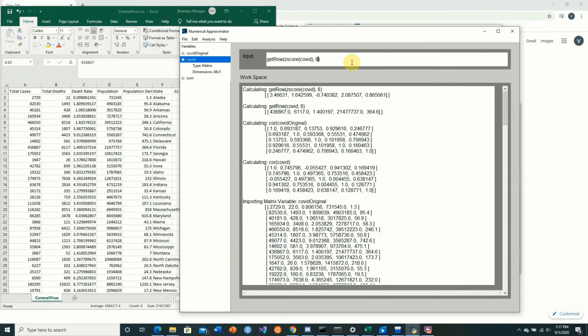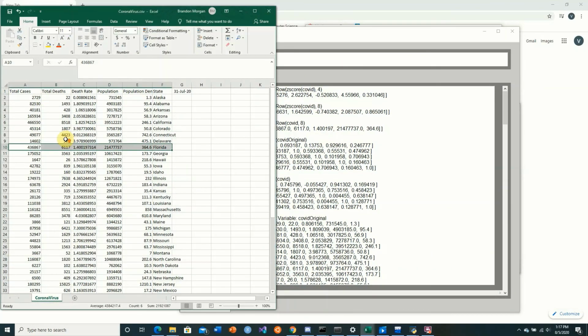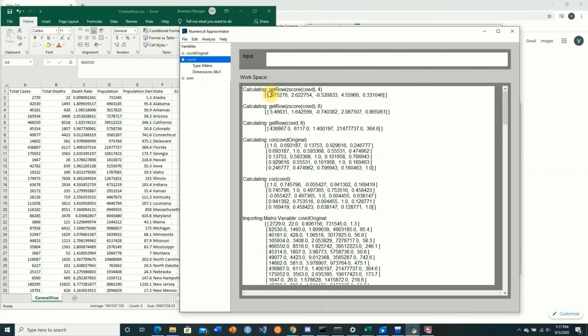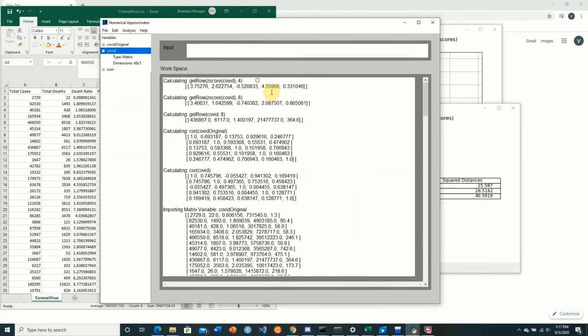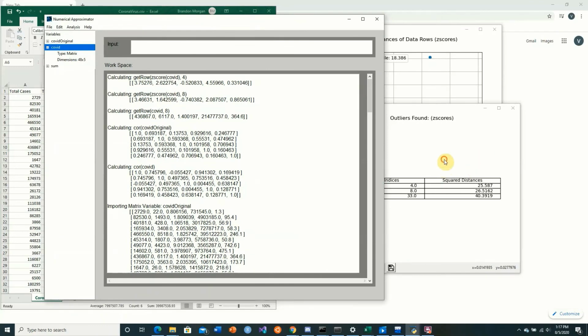So if we were to do this again, 4, which would be 6. So California, we can definitely see why, has a higher z-score in terms of total cases, a higher z-score in terms of total deaths, a higher z-score in terms of population, but a lower z-score in terms of population density. So we can definitely see why California is an outlier for sure.